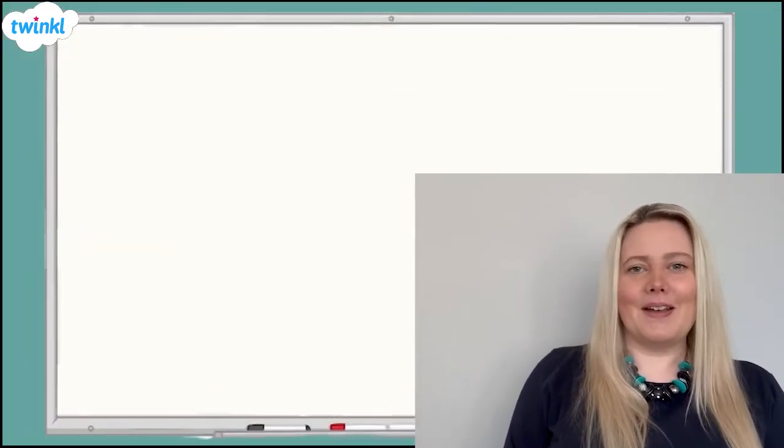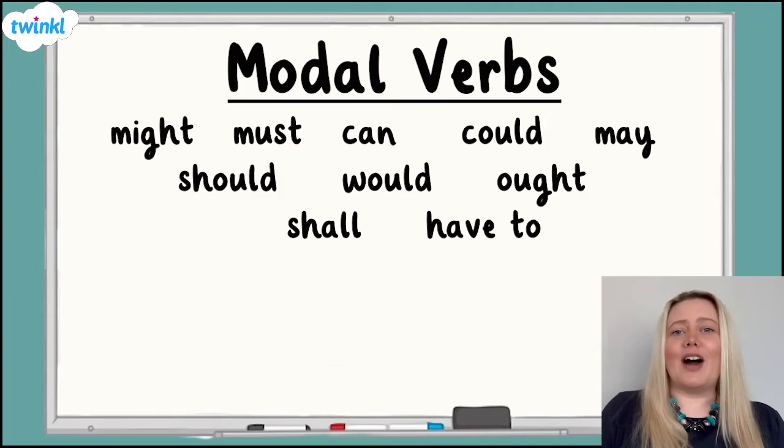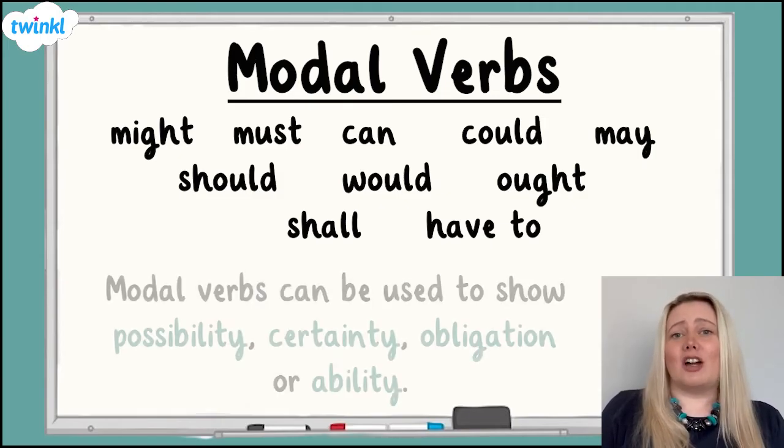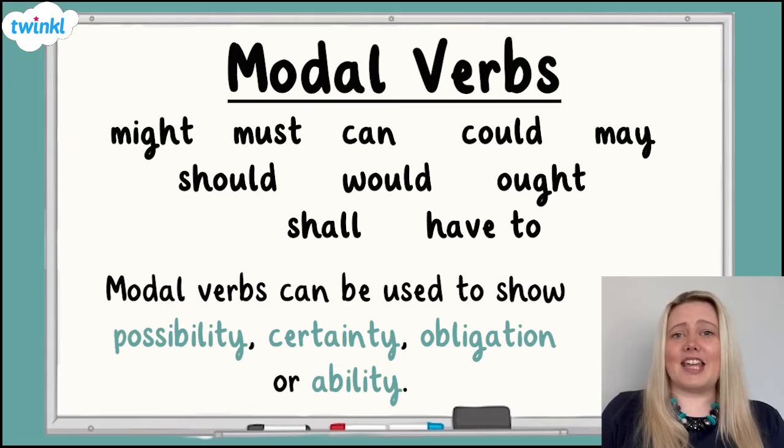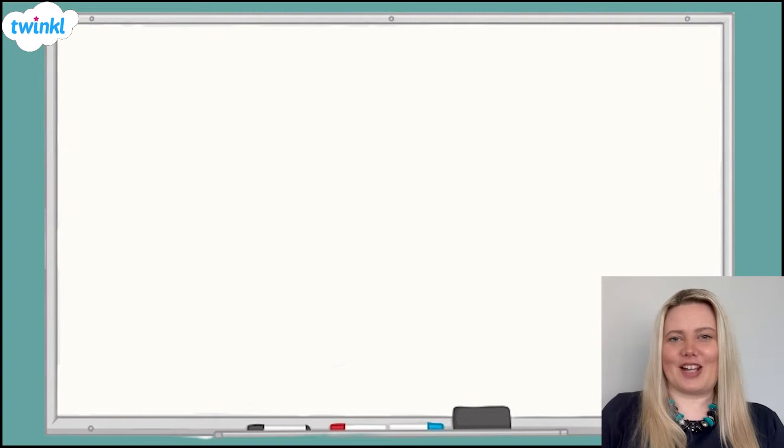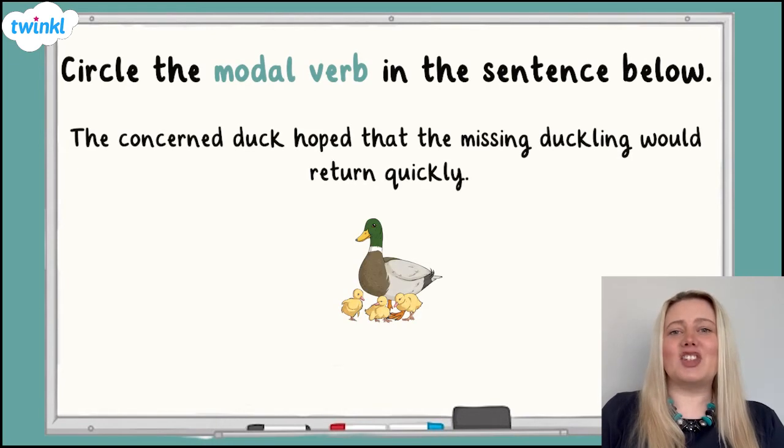Let's recap. Modal verbs are auxiliary or helper verbs. They're usually used in front of a main verb and can show possibility, certainty, obligation, or ability. Let's take a look at our first question. Here you're being asked to circle the modal verb in the sentence.